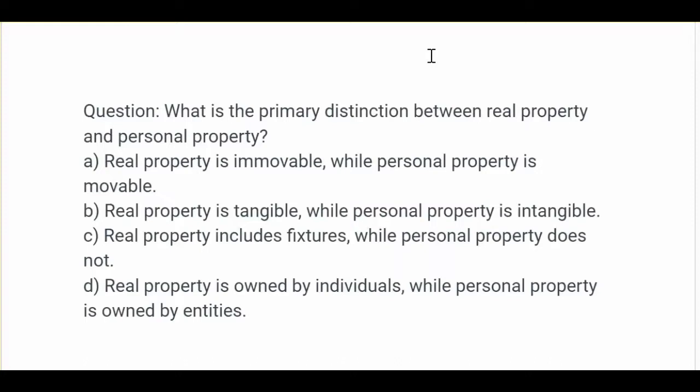A. Real property is immovable while personal property is movable. B. Real property is tangible while personal property is intangible. C. Real property includes fixtures while personal property does not. D. Real property is owned by individuals while personal property is owned by entities.